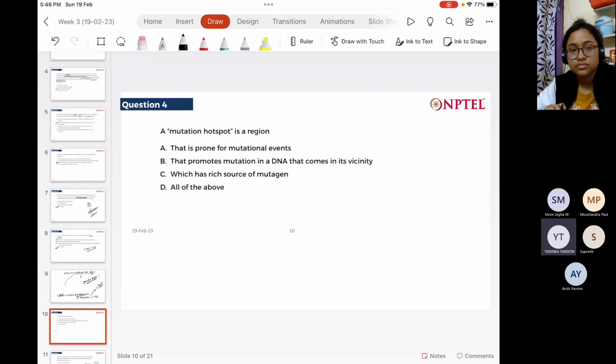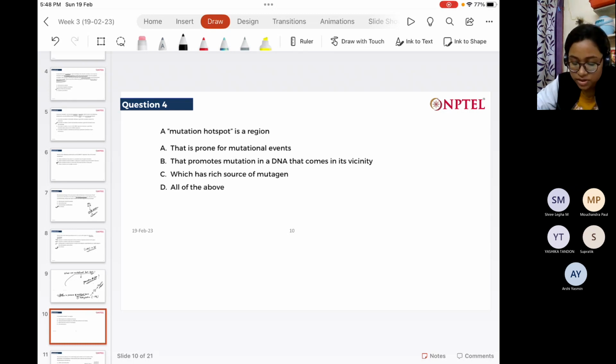All of the above. Okay. So why do you think it is all of the above? Option A, prone for mutational events. Okay, you're correct. Thank you, Ashi.